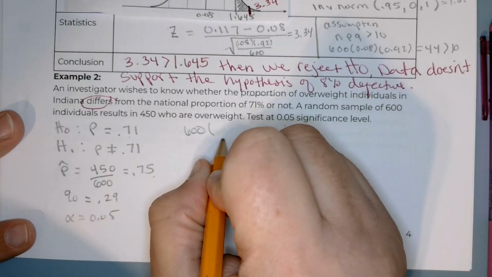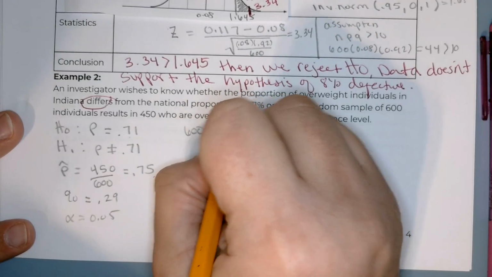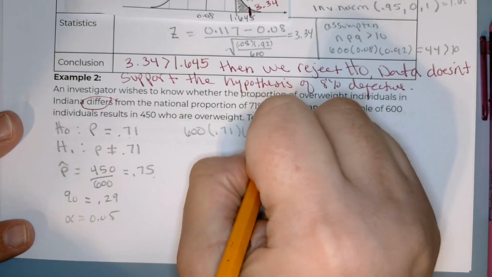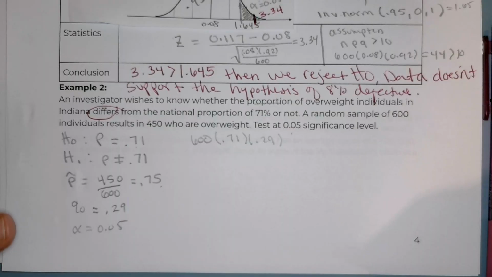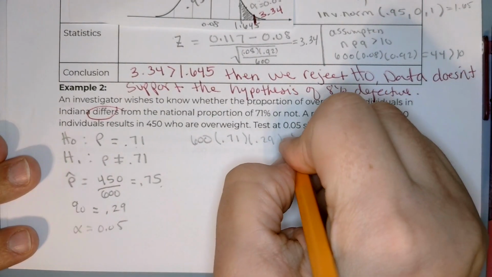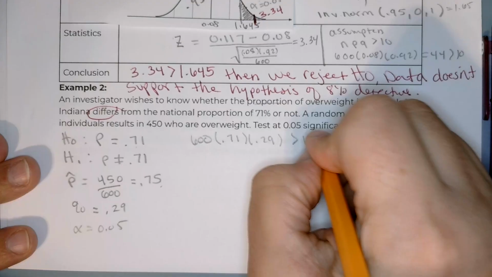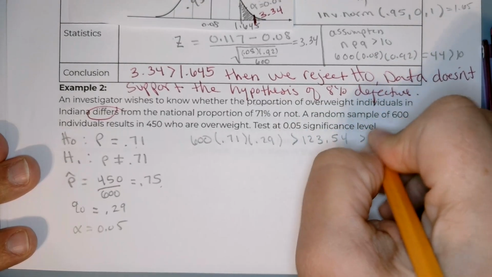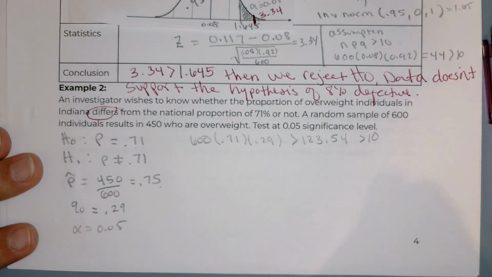So when you set it up to make your decision rule, it looks a little different. I'm going to first check my assumptions. 600 times 0.71 times 0.29, N times P times Q, and make sure that I can run this test. Okay, so that gives me 123.54, which is greater than 10. So yes, I can run this test.